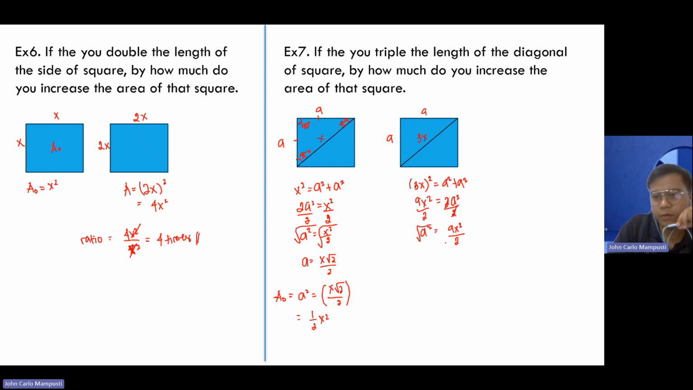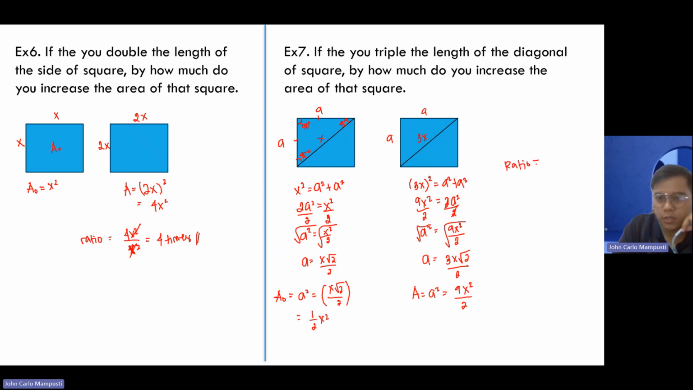So kunin natin yung square root. Therefore, a is equal to 3x squared over 2. So kunin natin yung area dito. So square lang natin yan. Pwede lang kayo, parang bumabalik lang tayo dito. Kapag in-square nyo yan, this is equal to 9x squared over 2. So kunin natin yung ratio niyan.